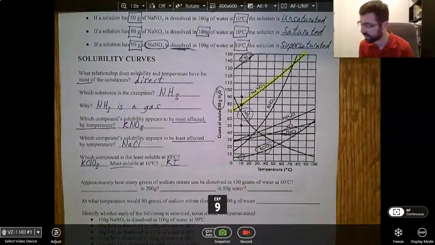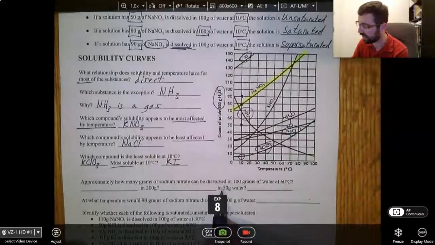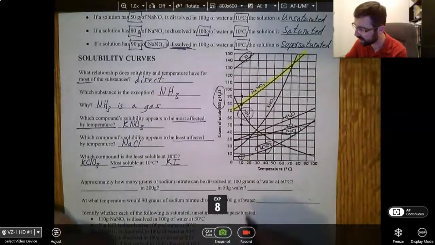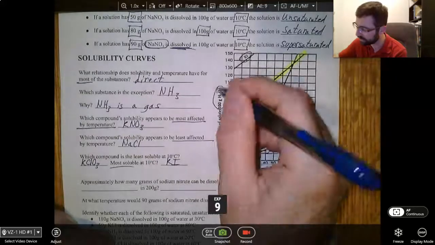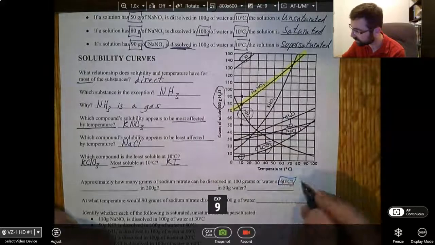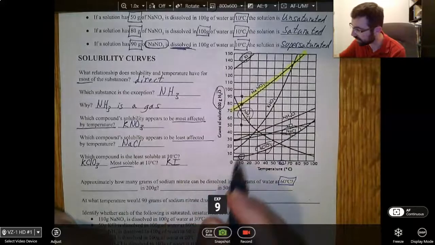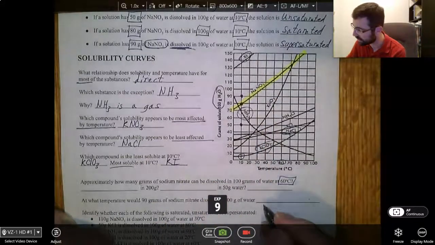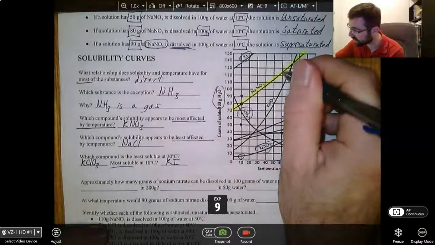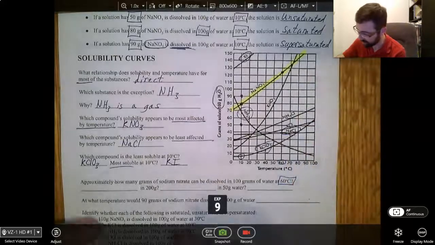So approximately how many grams of sodium nitrate can be dissolved in 100 grams of water at 60 degrees Celsius? That's a different type of question. 100 grams of water, 60 degrees Celsius here, and we're talking about sodium nitrate. That's this same one that we've been looking at. All right, go up. It looks like, I don't know, it's slightly less than 125, so I'm going to call it 124.